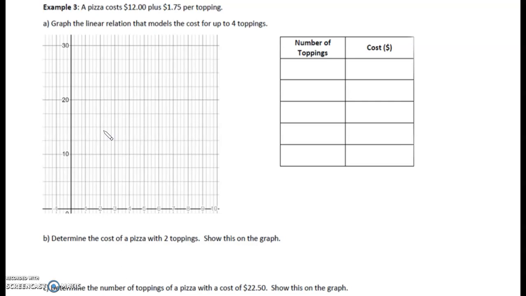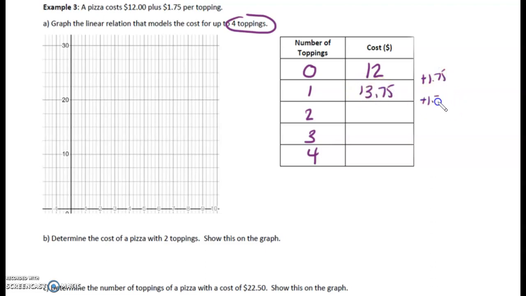Example 3, this is going to be a word problem, doing the same thing, graphing an equation. A pizza costs $12 plus $1.75 per topping. Graph the linear relation that models the cost up to 4 toppings. So we're going to fill in 0, 1, 2, 3, 4. Now the starting cost is $12, and then you add $1.75, so you get $13.75.